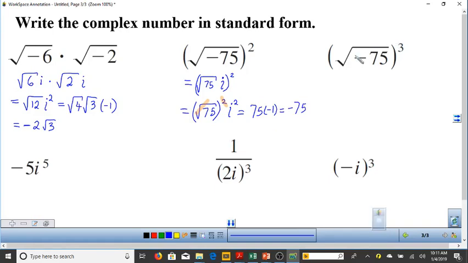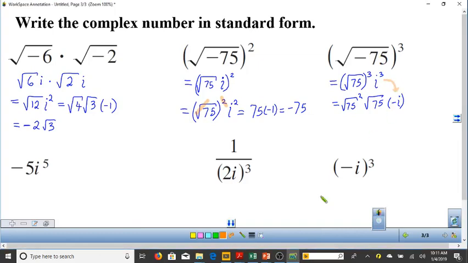Now if I raise the square root of -75 to the power 3, that will involve a little bit more work. As before, we have the square root of 75 raised to the power 3 times i raised to the power 3. We already know that i raised to the power 3 is -i, but what about the square root of 75? This again is where we have to remember our exponent rules. So this is the square root of 75 squared times the square root of 75 again, multiplied by negative i. And the negative i is because i cubed is negative i.